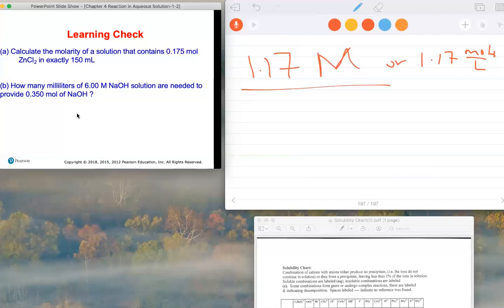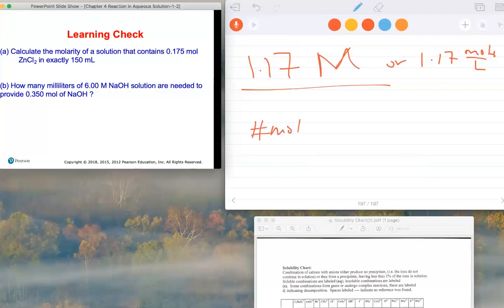Okay. How many milliliters of 6.0 solution are needed to provide? We haven't talked about this, but we'll come back to this equation. So that is what you need to know as far as molarity is concerned: changing the volume to liters, finding the number of moles. You may not be given the number of moles, but you have to use this equation.